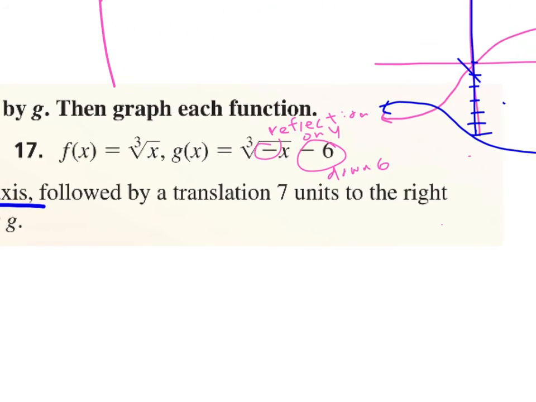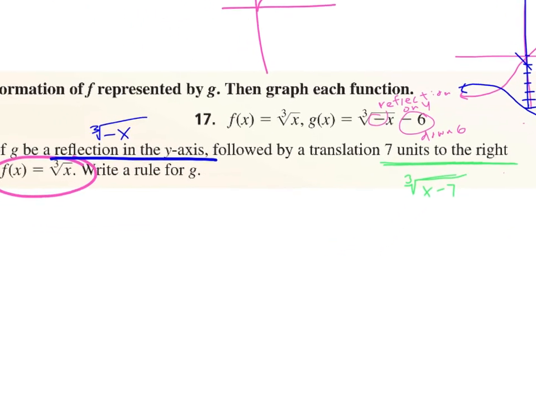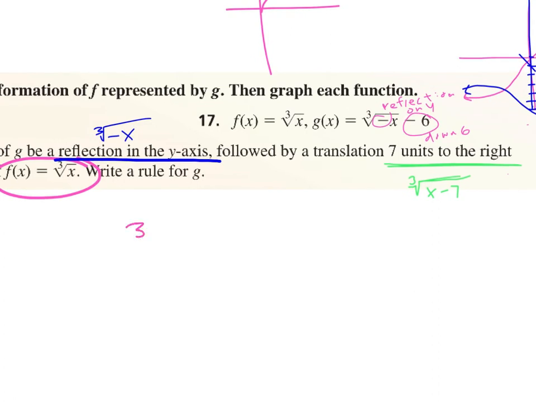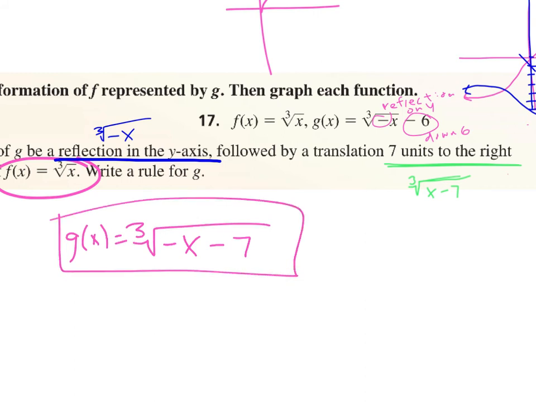And then we have a translation 7 units to the right. So what does that tell us we have to do to x? Subtract it by 7 on the inside or the outside? The inside. So we have x minus 7 on the inside. So now we just combine these two transformations together. So we have the cubed root of negative x minus 7. So this is g of x. So you just take both your rules and apply them together.